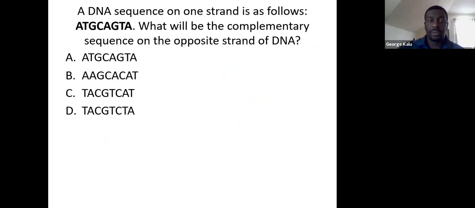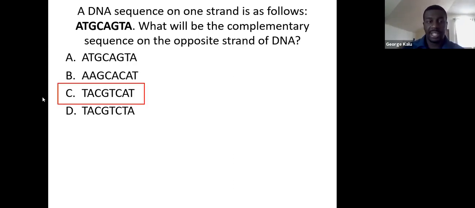So we have a question here. We have a DNA sequence on one strand that is as follows: ATG, CAG, TA. What will be the complementary sequence on the opposite strand of DNA? Go ahead and take a few seconds and see if you can figure this one out. I'm seeing C's, and C is the correct answer.